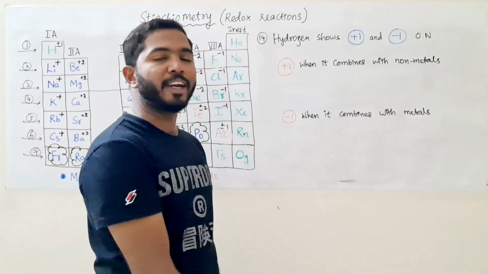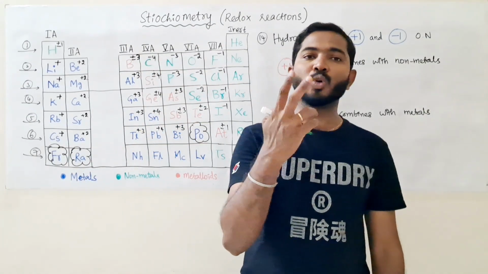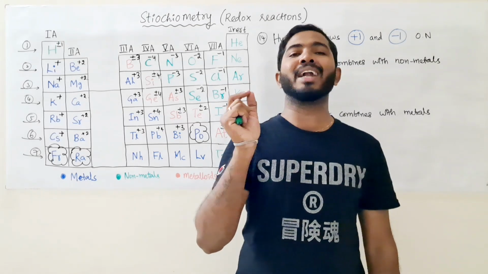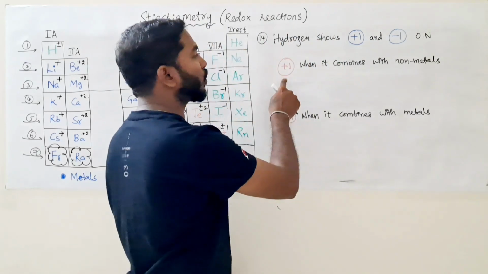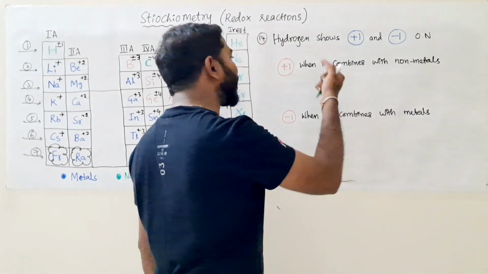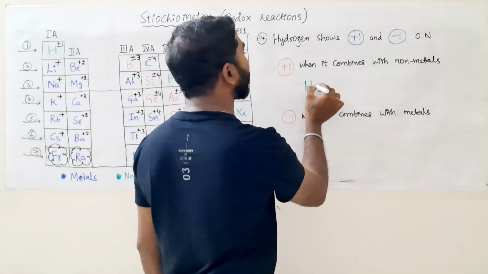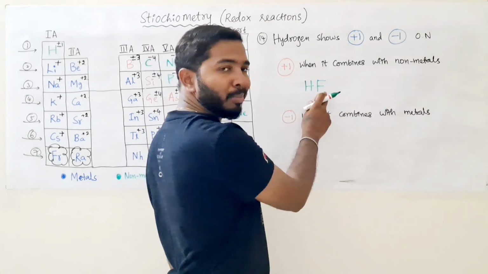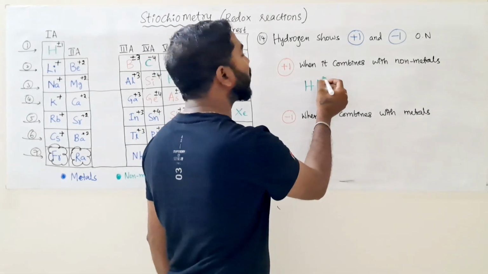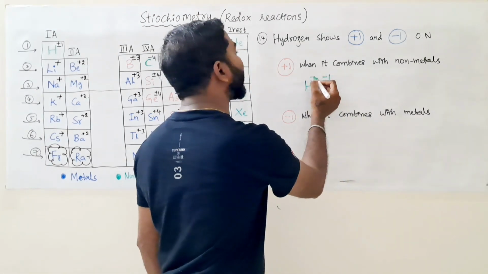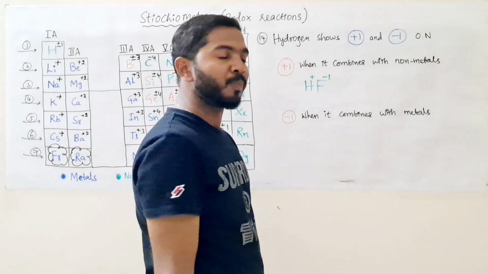Next, when we move to hydrogen, hydrogen can show two possible oxidation numbers here, that is +1 and -1. Hydrogen can show +1 when it combines with non-metals. I already gave you that example, but again I am giving it: hydrogen fluoride. Since hydrogen is combined with a non-metal, fluorine has only the opportunity to have a -1 charge. So in that case, hydrogen would obviously take a +1 charge.